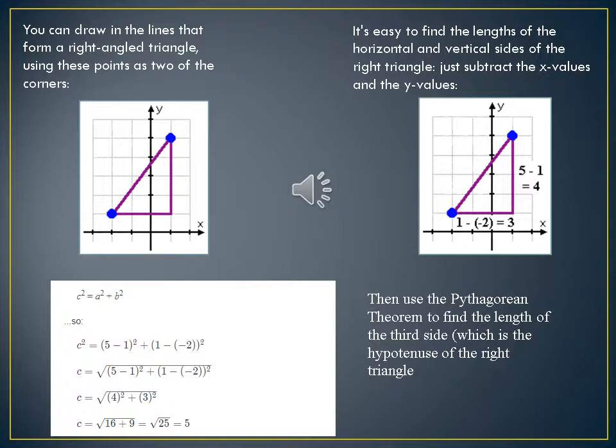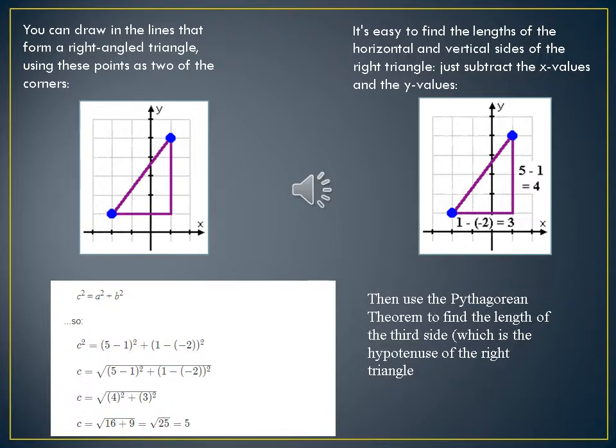After plotting the points, you can draw in the lines that form a right-angled triangle. Using these points as two of the corners, it's easy to find the lengths of the horizontal and vertical sides of the right triangle. Just subtract the x values and the y values. Then use the Pythagorean theorem to find the length of the third side, which is the hypotenuse of the right triangle.